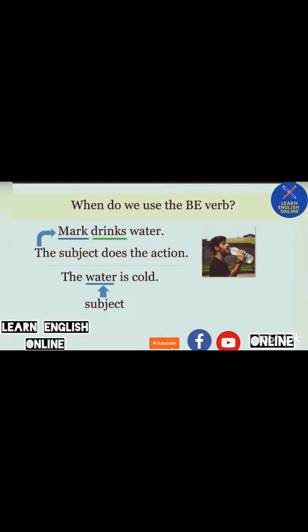We need a verb, but there is no action, so we use the be verb to connect the subject to the rest of the sentence. The water is cold. Is the verb, and we use the be verb to connect to the adjective cold. We need a verb.